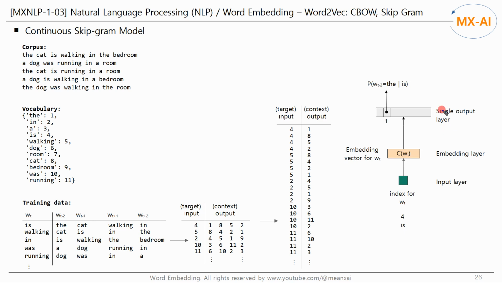Skip-Gram can be configured as a model with a single output layer like this. Generating training data with a single context word makes the Skip-Gram model simple, like this. The performance of this model is identical to that of the model in the previous slide.